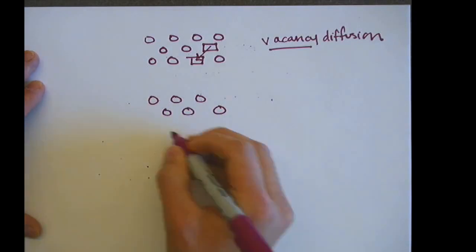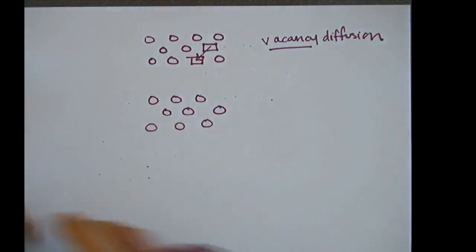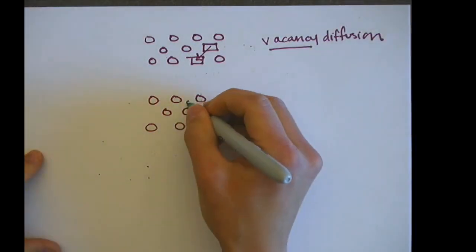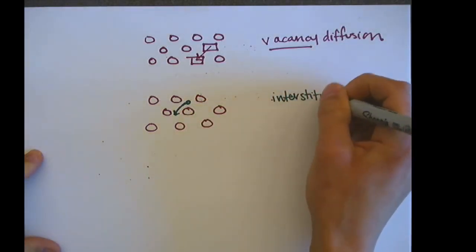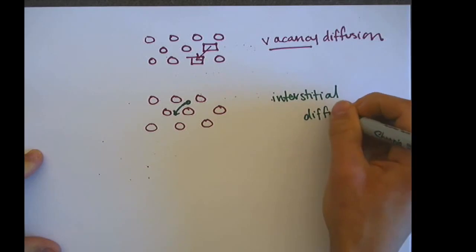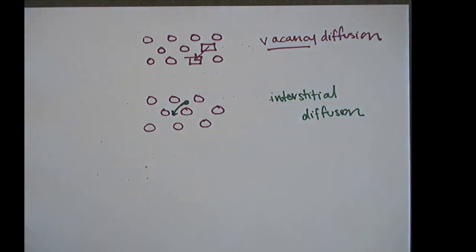Now the requirement is that there has to be a vacant site next to it that is open. Next, we're going to show interstitial diffusion, so I'm going to draw the same lattice, but now remember our interstitials are really small, and those move from interstitial site to interstitial site. This is interstitial diffusion.